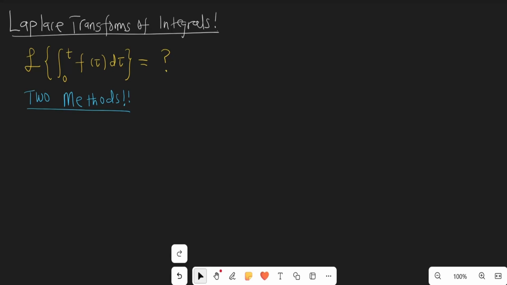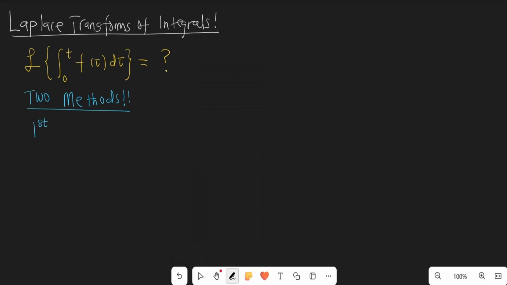So what if we are asked to take the Laplace transform of the integral from 0 to t of f of tau d tau? How do you find the Laplace transform of this? And this one has a very interesting answer. I'm going to prove this result in two different ways. For the first method, I'm going to use integration by parts.